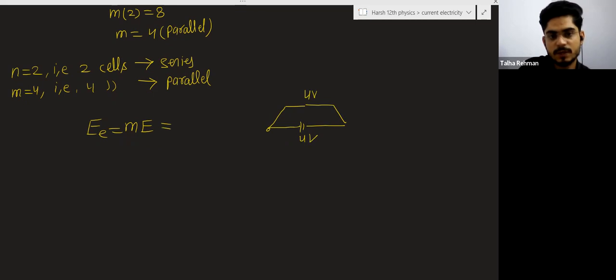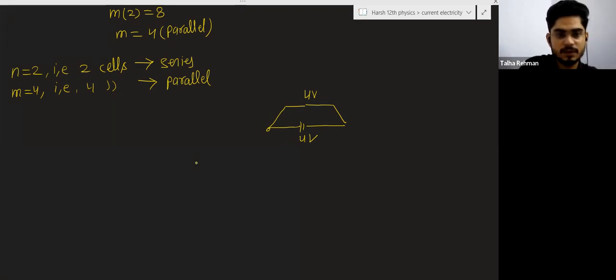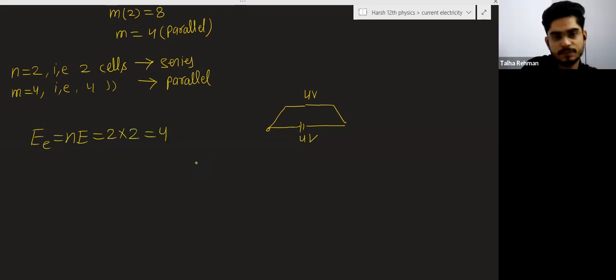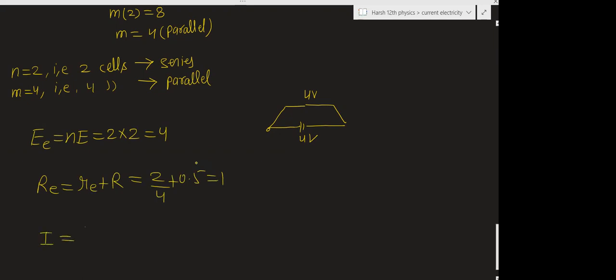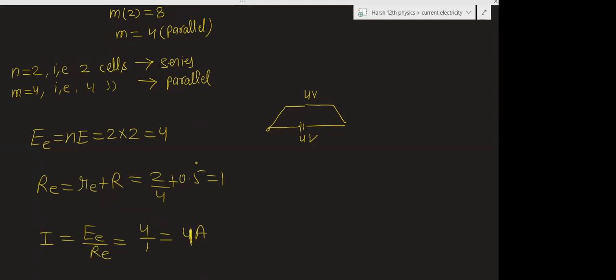E equivalent is NE. So what is N? N is 2. E is also 2. This is 4. And RE is N by M plus external resistance. This is 2 by 4, this is 0.5, plus 0.5 is 1. So I is equal to EE divided by RE. So EE is 4 divided by 1. So answer will be 4 ampere.